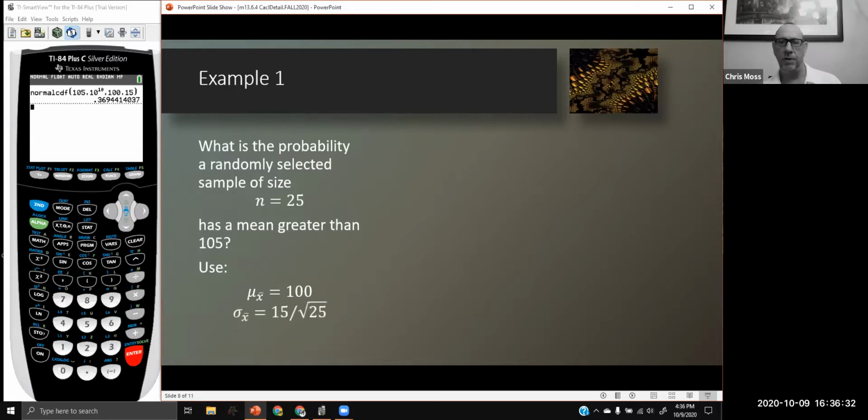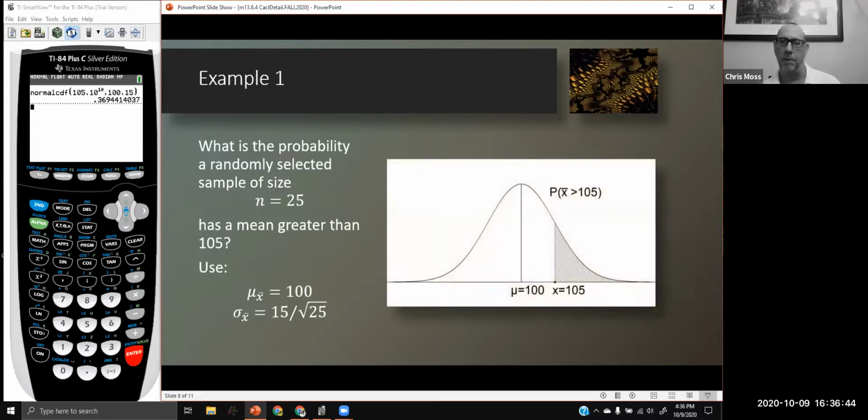For the standard deviation, I'm going to use 15 over the square root of 25. And no, I will not simplify it first. I'm going to leave it just like that. Let Mr. Calculator do the hard work. So, in terms of a picture, the probability that x bar is greater than 105.